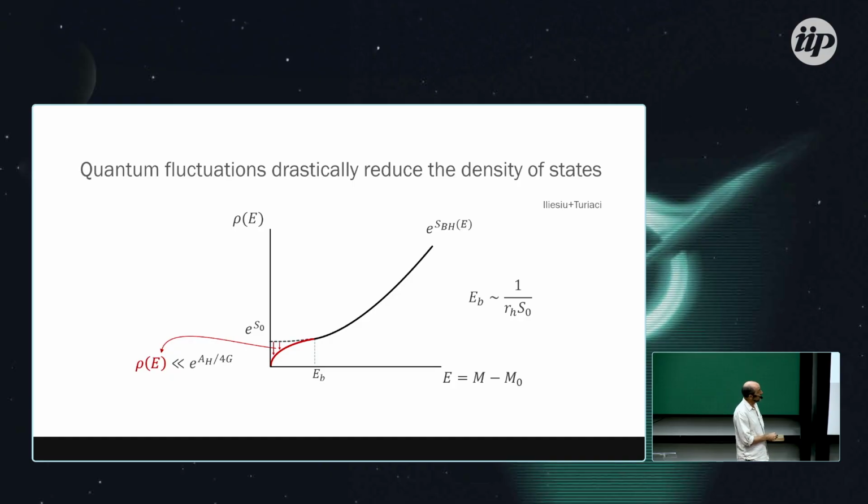It's a number that goes like the inverse of the radius, also divided by the entropy. And the entropy of a macroscopic black hole is a very large number, so this E_B is a very small number. What they found is that when the energy above extremality reaches this scale, then the density of states is significantly modified away from the semiclassical prediction, and it's suppressed. We get many fewer states than the semiclassical prediction would give us.